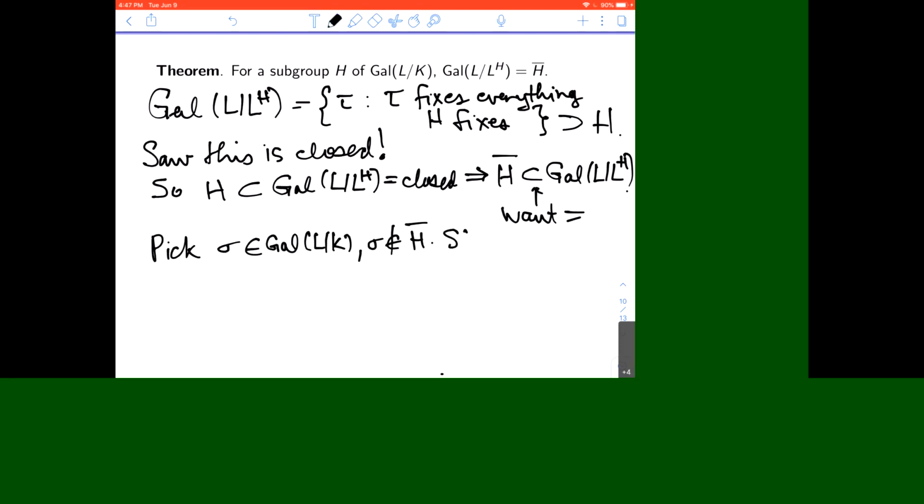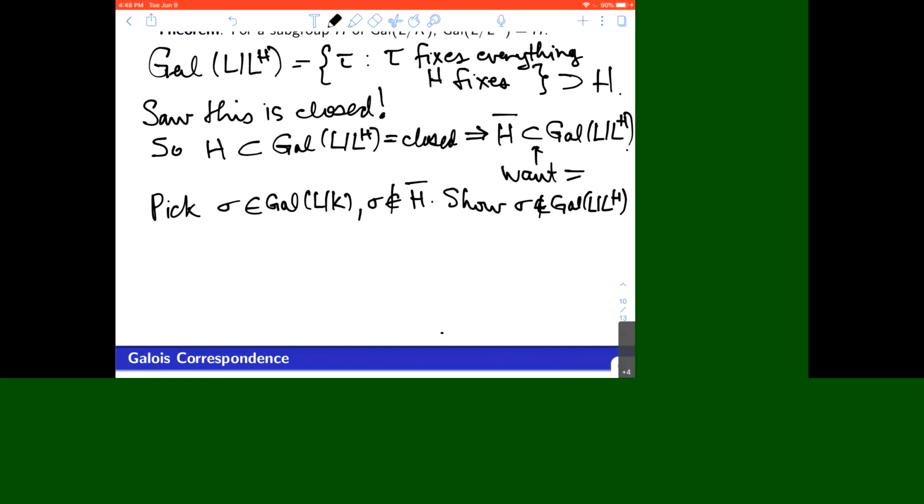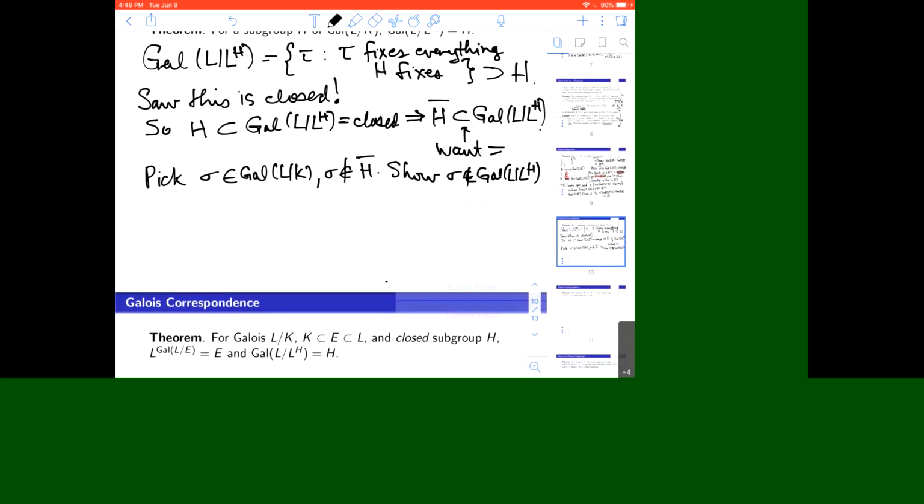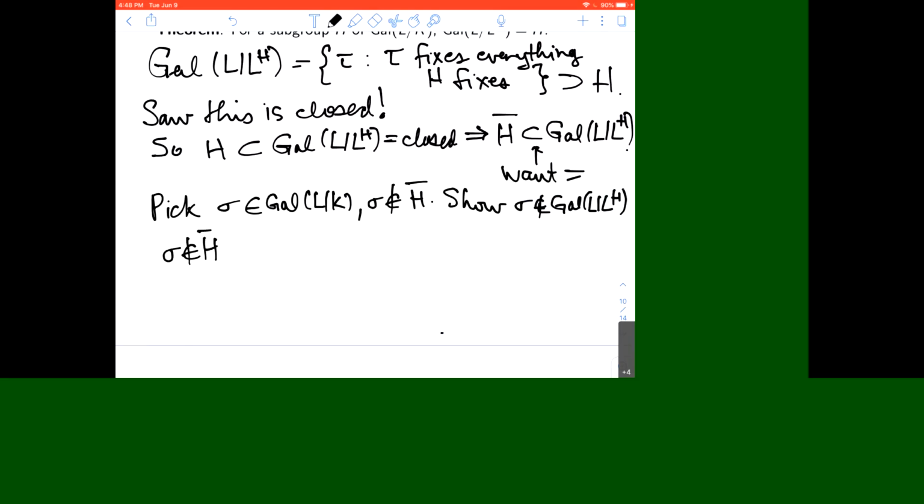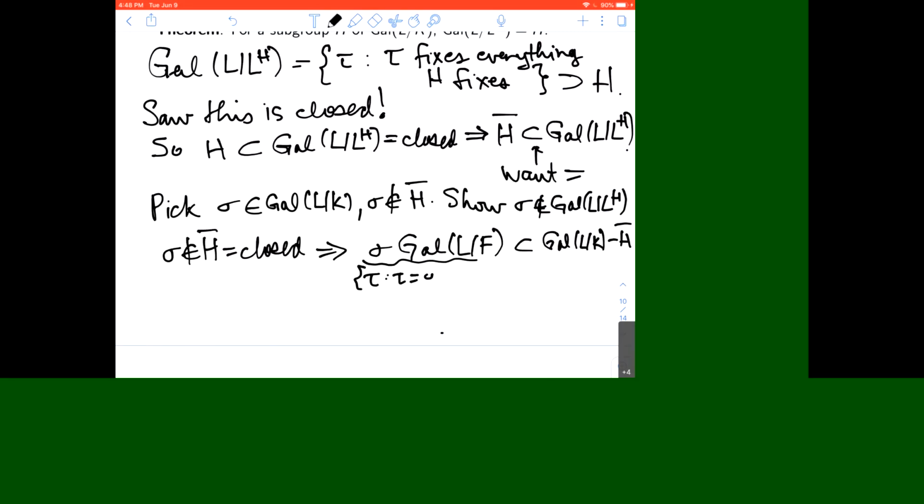And I'm going to show it's not in that group either. And so therefore, there's nothing in the right side that's not in the left side. We know since H bar is closed, that means the complement is open, and so there has to be a basic open, all the things that look like sigma on F, that's disjoint from H bar.